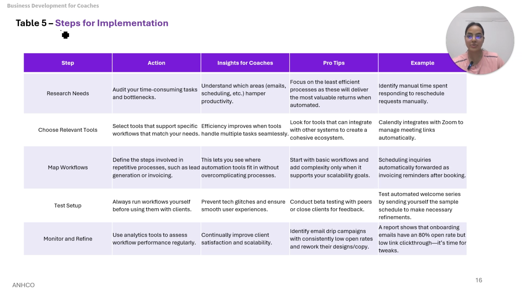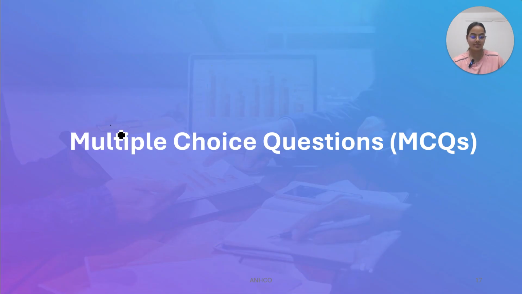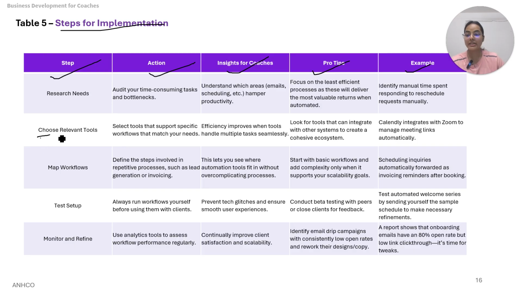Table number 5 talks about steps for implementation. Let's have a look at the steps, some actions, insights for coaches, some pro tips, and some examples. One example is the step of choosing relevant tools. The action is that you can select tools that support specific workflows that match your needs.